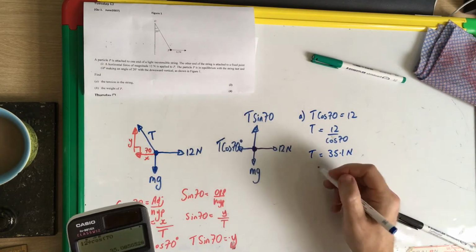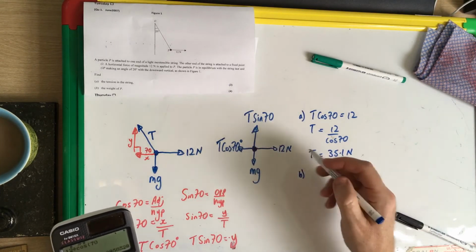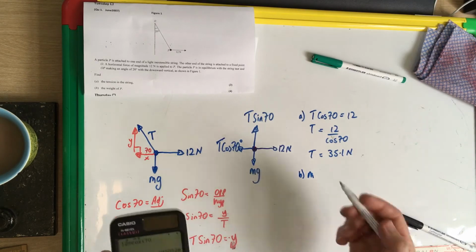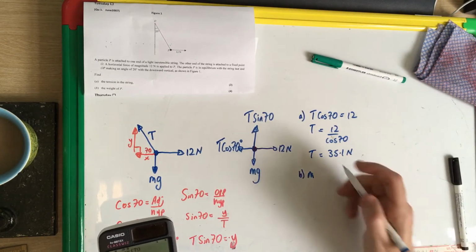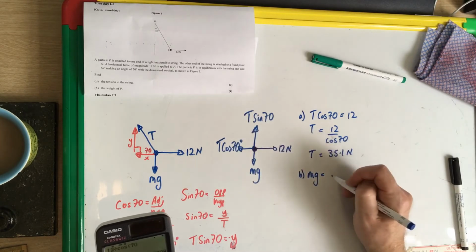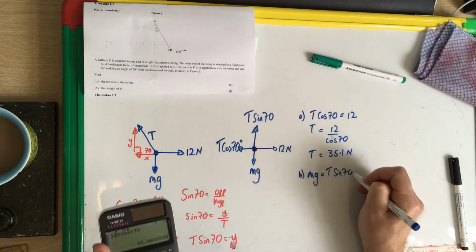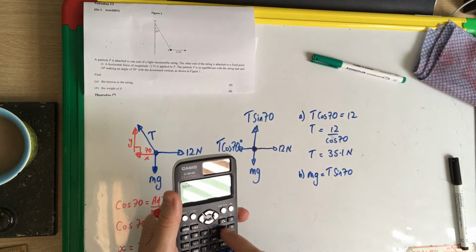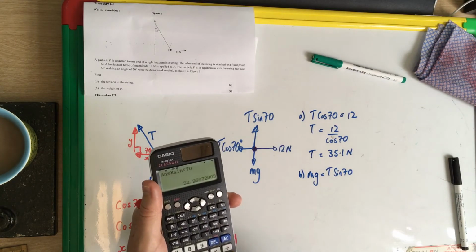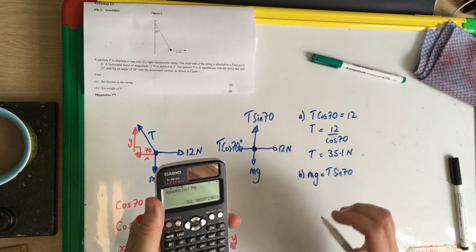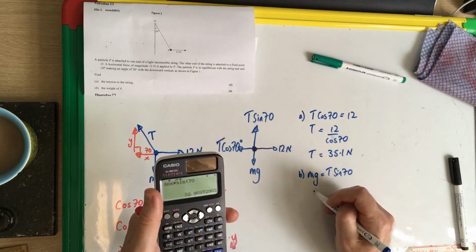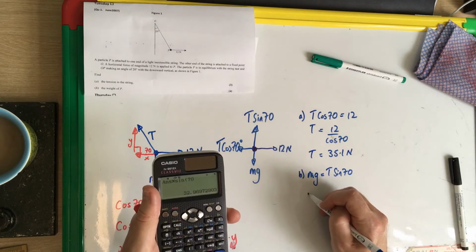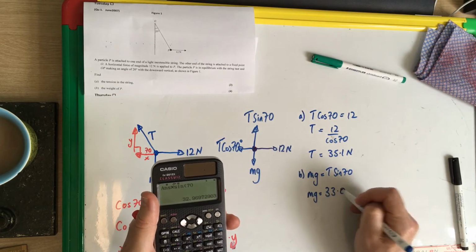And up equals down, okay? So B, the weight. Now it doesn't ask for the mass. Sometimes it asks for the mass. If it asks for the mass, you've got to divide by gravity, which is 9.8, at the end. But we just want the weight in newtons, the force. So mg is equal to T sine 70, isn't it? I've already got T on my calculator screen accurately, so we just times that by sine 70 and press equals. I get 32.9. Is that right? Yeah, so it's actually 33.0 when we round it off to 1 decimal place. So the weight is 33.0 newtons.